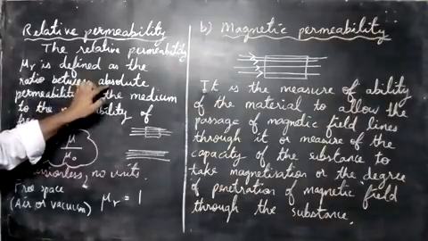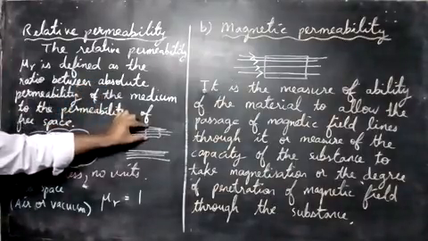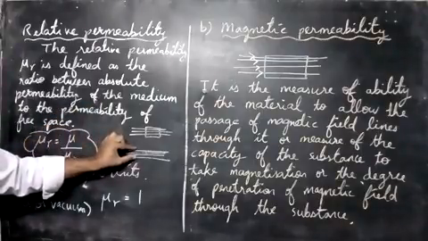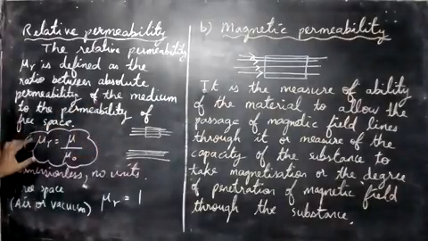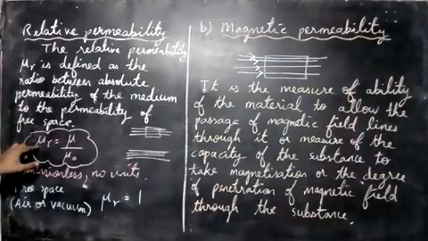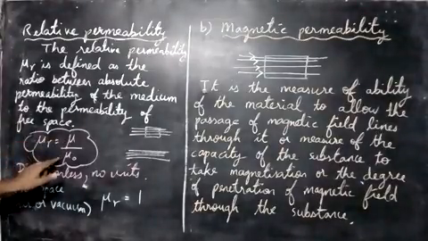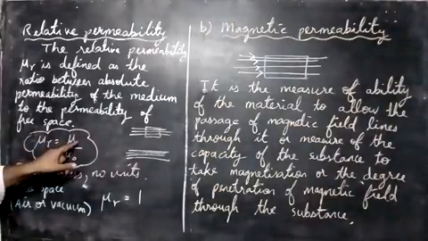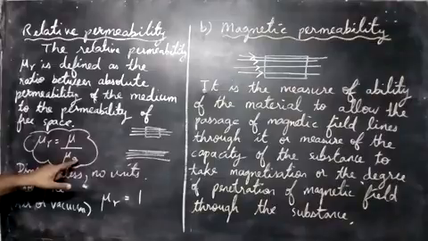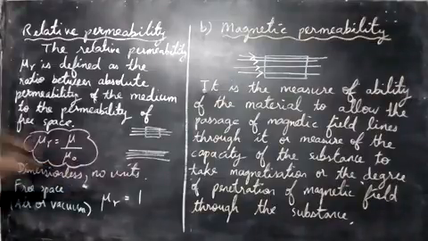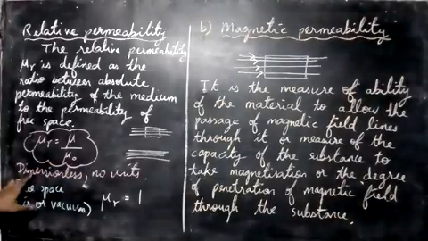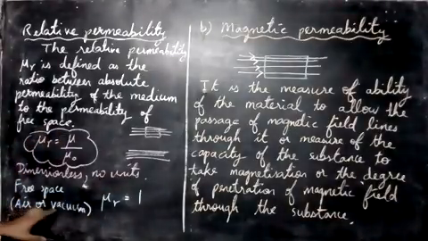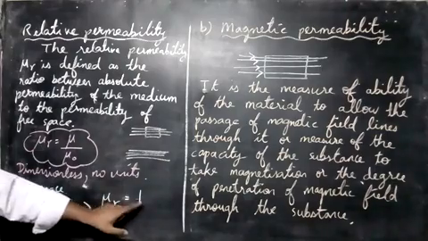Absolute permeability means how much magnetic field goes into the medium, to the permeability of free space. That means in free space, that's air or vacuum, how much magnetic field goes inside. So we have the formula here: mu r is equal to mu by mu naught. Here mu r means relative permeability, mu means absolute permeability, and mu naught is the permeability of free space. It's a dimensionless quantity and there are no units because it is a comparison of two like quantities. For free space, air or vacuum, the relative permeability is equal to 1.